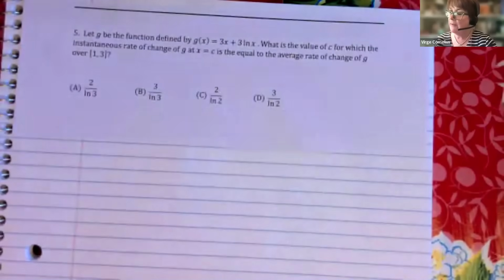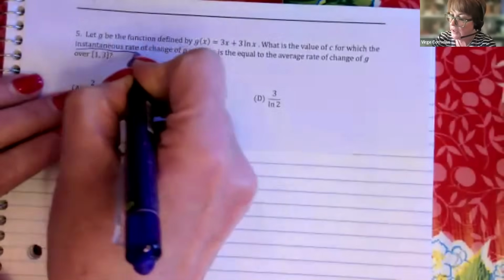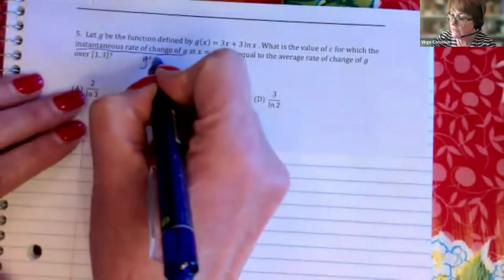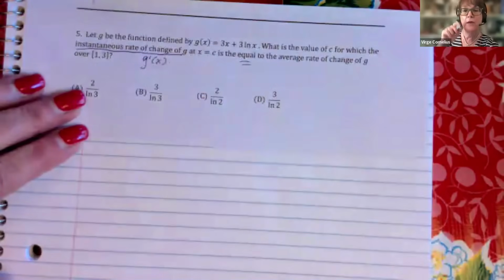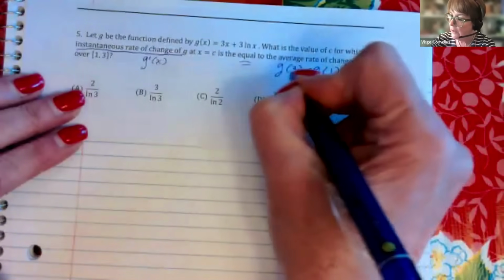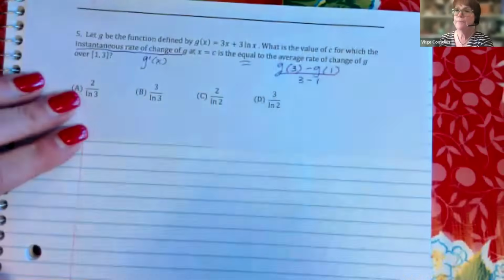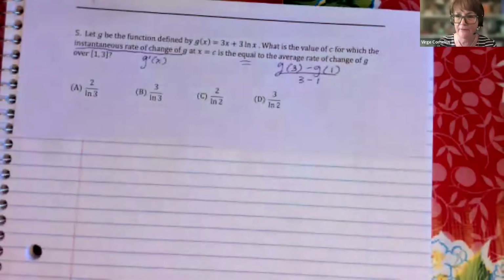Let g be the function defined by g of x equals 3x plus 3 natural log of x. What is the value of c for which the instantaneous rate of change of g at x equals c? Gosh, that sounds like a derivative, instantaneous rate of change, is equal to the average rate of change of g over the interval from 1 to 3 inclusive. All right, average rate of change is just going to be g of 3 minus g of 1 all over 3 minus 1. Sounds like you're setting a derivative equal to a slope. Which sounds like kind of mean value theorem, right?